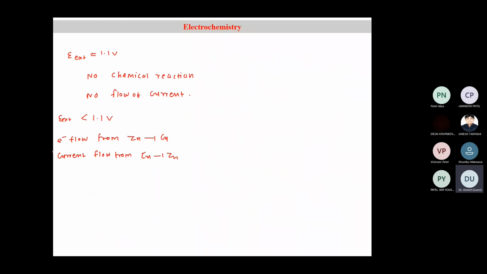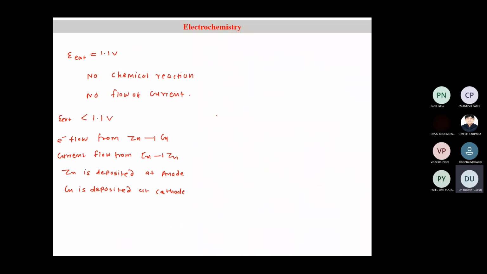In this case Zn is deposited at the anode, and copper is deposited at the cathode.